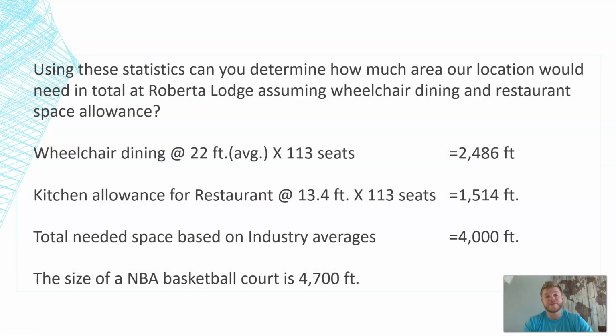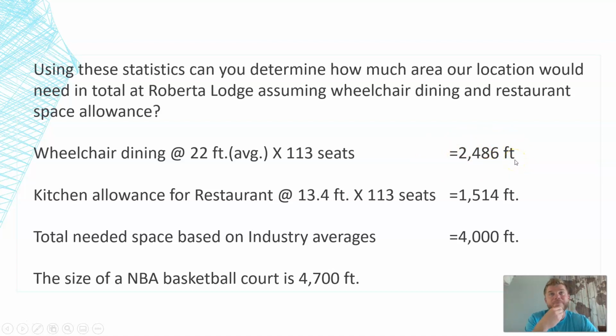So using these statistics, we looked at Roberta Lodge. So assuming wheelchair dining, and they want 113 seats. Wheelchair dining, if we look back to a couple slides, was 20 to 24 square foot per seat. If we wanted 113 seats because they have 113 residents, then we're going to say, okay, we will need about 2,486 square feet of area to serve those customers.